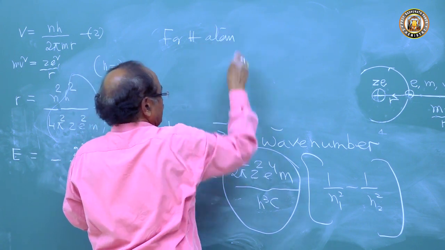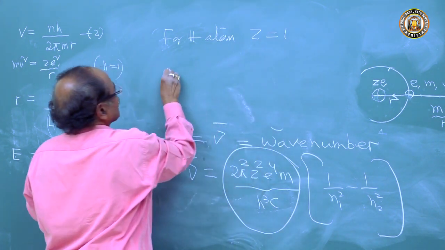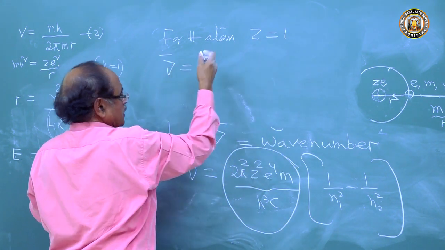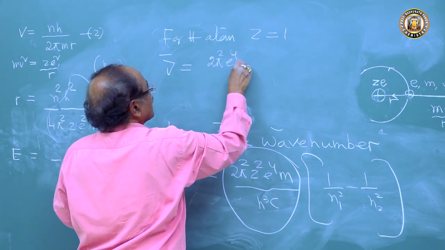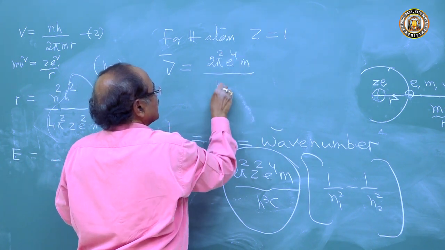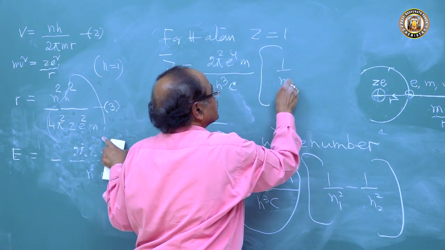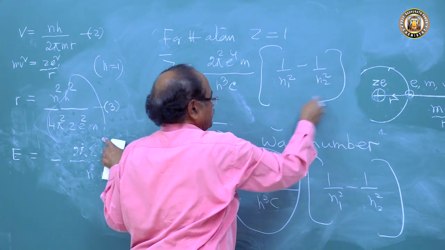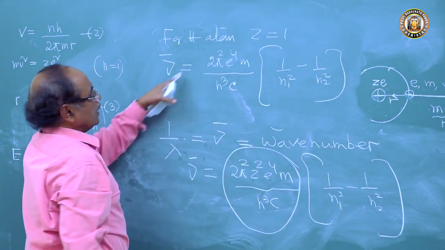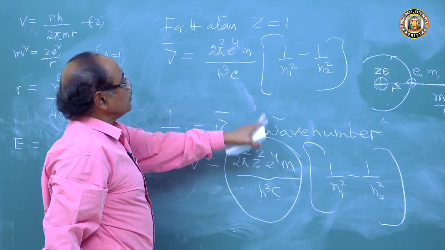For hydrogen atom, Z is equal to 1. Therefore, nu bar he got as 2 pi square e fourth m by h cube c into 1 by n1 square minus 1 by n2 square. He got it? 2 pi square, that is, 1 e fourth m by h cube c.